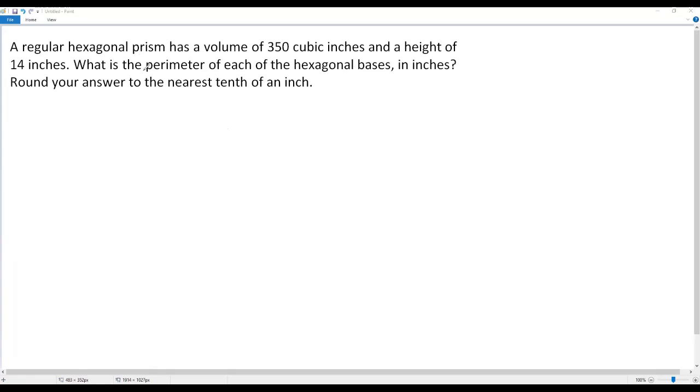Here we have a SAT math problem. Okay, let's go to the question. A regular hexagonal prism has a volume of 350 cubic inches and a height of 14 inches. What is the perimeter of each of the hexagonal bases in inches? Round your answer to the nearest tenth of an inch.